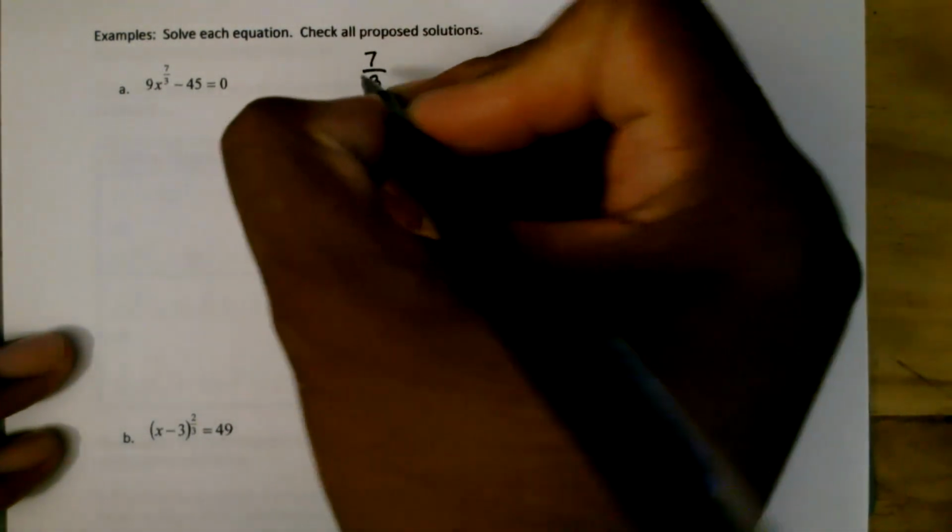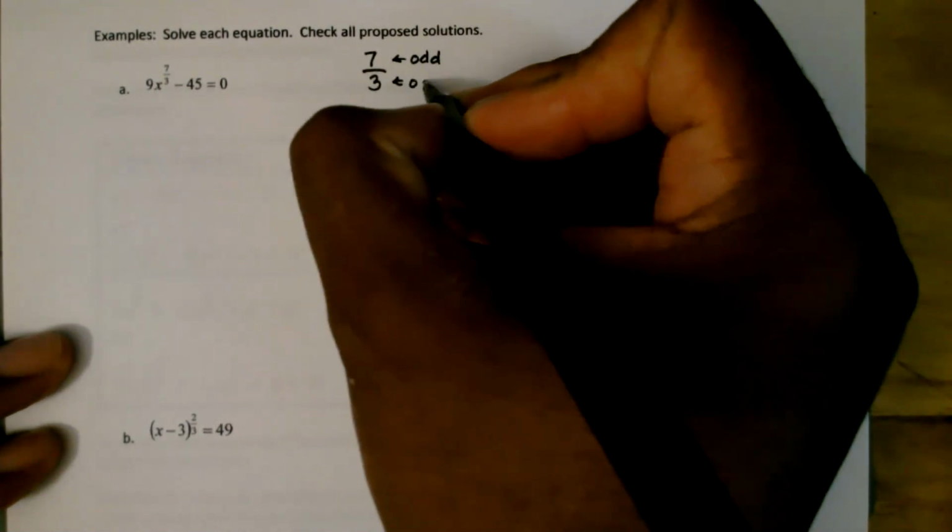There's a couple of more examples just like that. Let's say we had this. We want to check all the proposed solutions here and solve the equation. 9x to the 7/3 minus 45 is equal to 0. All right, now let's take a look at the 7/3, which is my exponent.